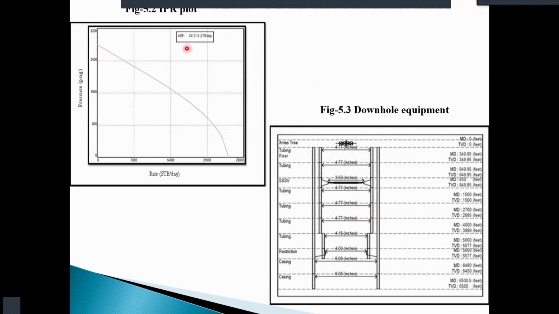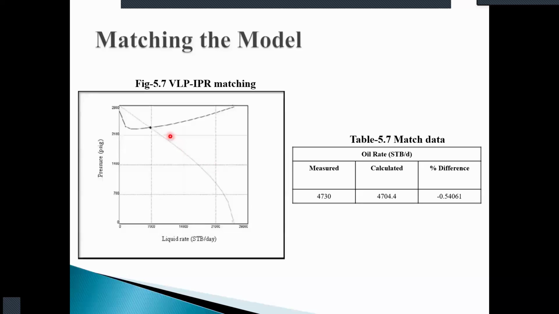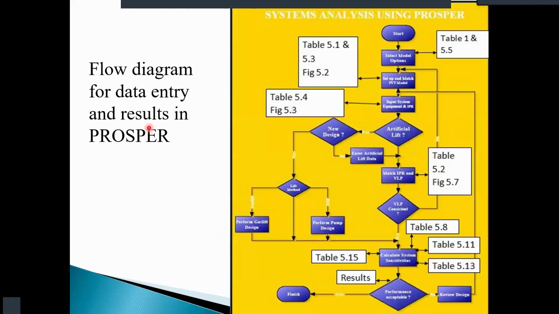This is the initial IPR for an AOF. You can see the AOF is 25,000 STB per day at zero surface pressure, when it is open to atmosphere. This is the matching that we achieved. Measured is 4730, but calculated is 4704. It is very close. The difference is minus 0.5%. So that is the IPR, to go ahead with the model. We can also do the matching for PVT.